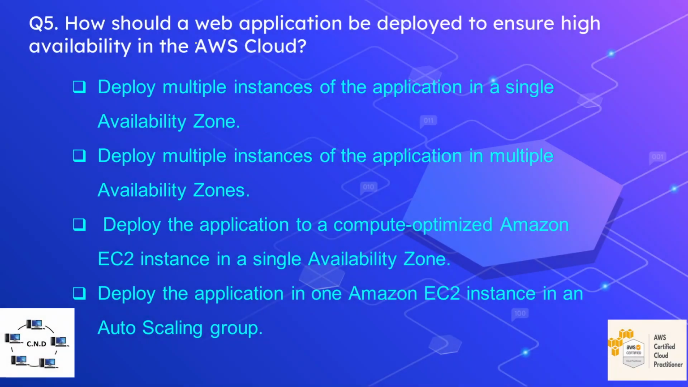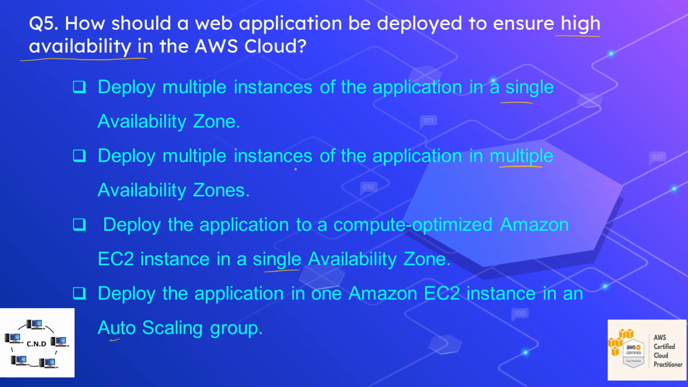Question number 5 is, how should a web application be deployed to ensure high availability in the cloud? So the keyword is high availability, and the options are: option A, deploy multiple instances of the application in a single availability zone. Option B, deploy multiple instances of the application in multiple availability zones. Option C, deploy the application to a compute optimized Amazon EC2 instance in a single availability zone. And option D is deploy the application in one Amazon EC2 instance in an auto scaling group.